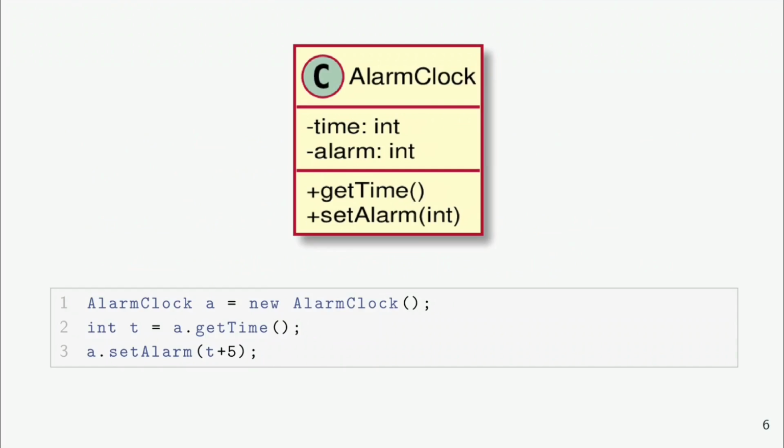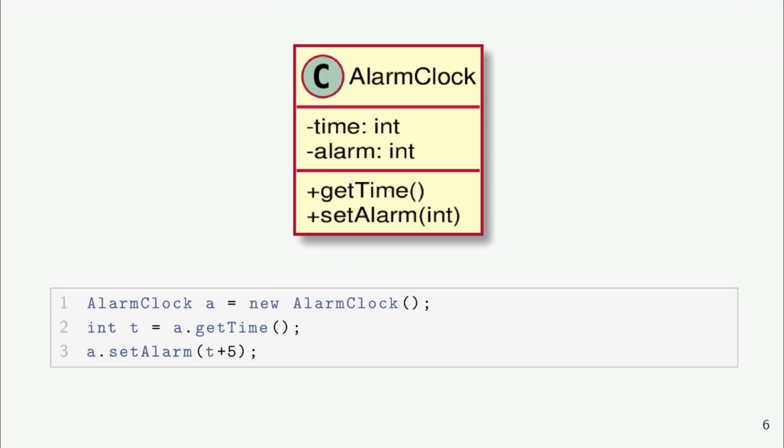Finally, let's have a look at the UML diagram for our example class alarm clock. As you can see, we have these symbols minus and plus in front of the attributes or methods, and those indicate whether the attribute or method should be private or public. So here we have two private integer attributes, time and alarm, and we have two public methods, getTime and setAlarm.